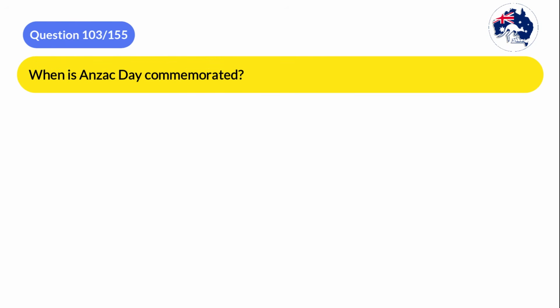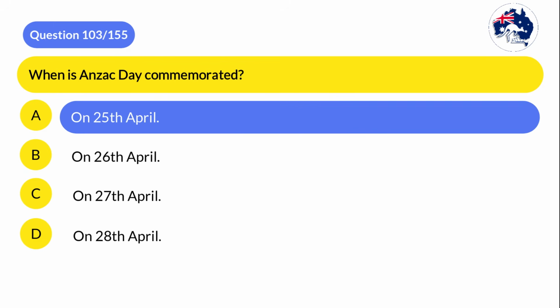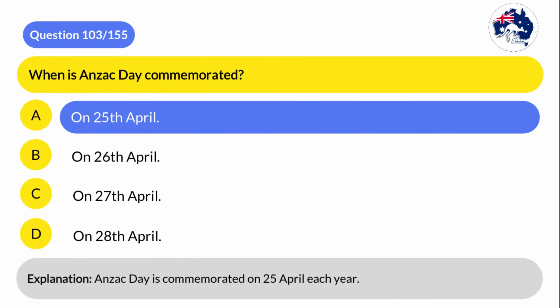Question 103. When is Anzac Day commemorated? A. On April 25th. B. On April 26th. C. On April 27th. D. On April 28th. The correct answer is A. On April 25th. Explanation. Anzac Day is commemorated on April 25th each year.